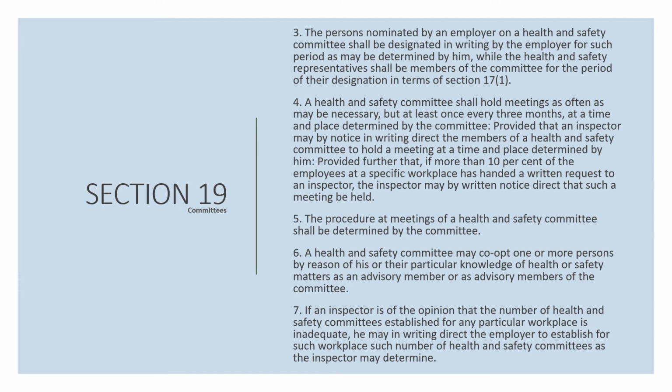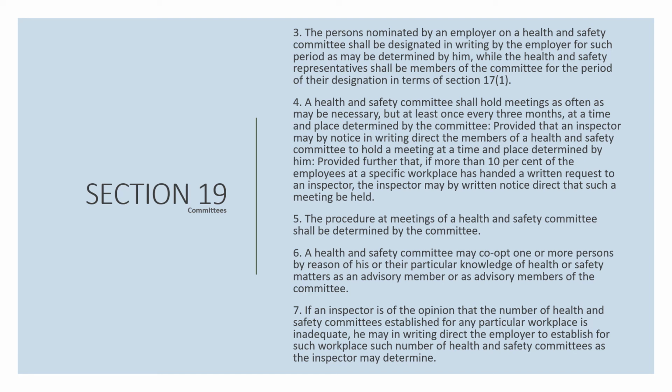The persons nominated by an employer on a health and safety committee shall be designated in writing by the employer for such period as may be determined by him, while the health and safety representatives shall be members of the committee for the period of their designation in terms of Section 17.1. A health and safety committee shall hold meetings as often as may be necessary, but at least once every 3 months, at a time and place determined by the committee, provided that an inspector may by notice in writing direct the members of a health and safety committee to hold a meeting at a time and place determined by him.